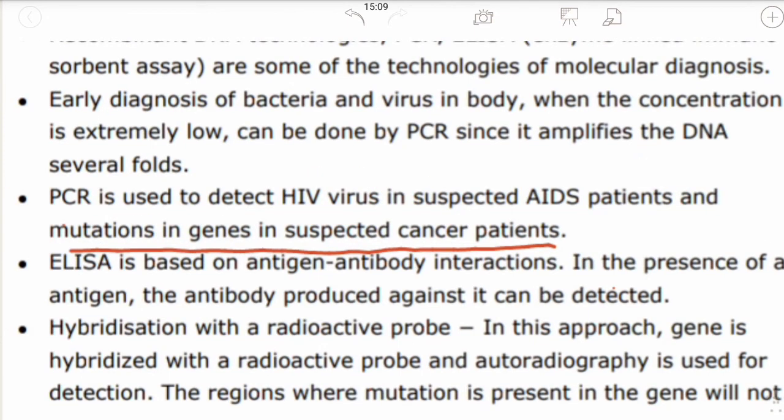Mutations in genes in suspected cancer patients. As we all know, cells become cancer cells largely because of mutations in their genes. Mutations may affect different genes that control cell growth and division, right? So mutations are very harmful. This can be detected by PCR.